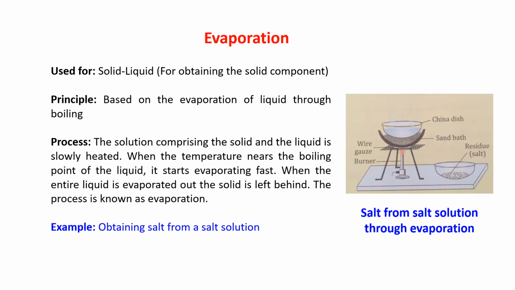Now evaporation, you are very much familiar with this term, evaporation. Evaporation is used to separate solid liquid for obtaining the solid component. You will not get the liquid component through evaporation. For that, you have to do distillation process. I told you that distillation process. Now, this evaporation is based on the evaporation of the liquid through boiling.